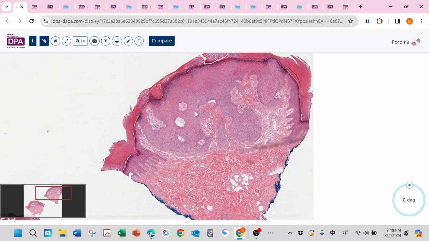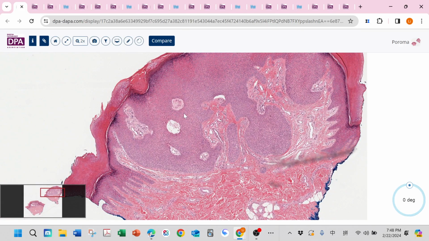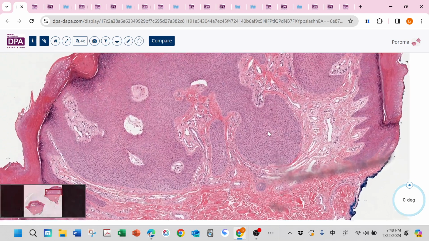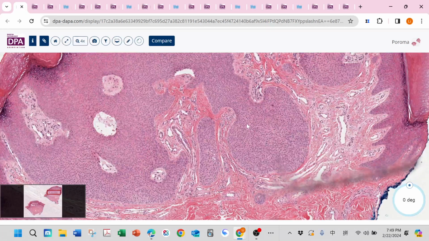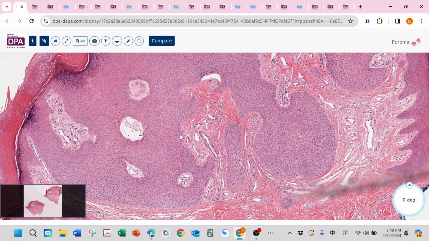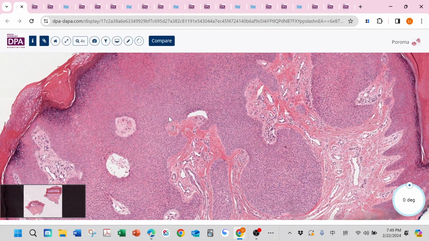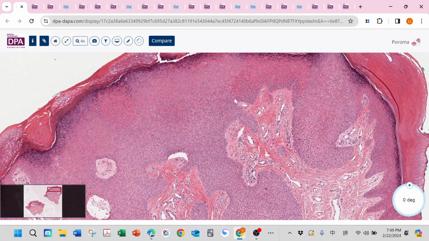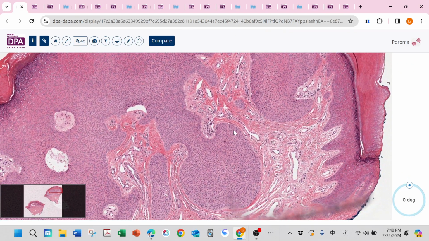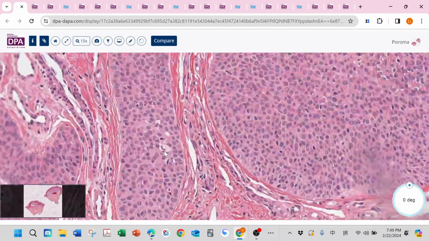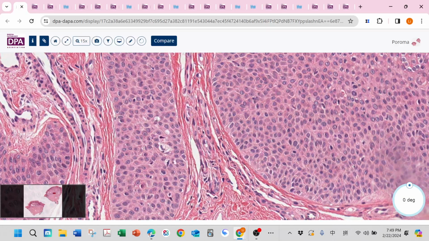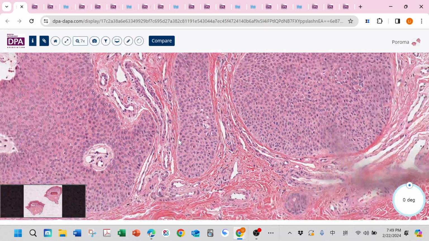And when we look still in low power, we can see this poroma stroma with dilated blood vessels and hyalinizing stroma, really characteristic. Then we already know these cells are kind of monotonous. Another important thing is we need to try to find any eccrine duct differentiation, like this one, which looks like a duct. So combine all of these features, this is another poroma.